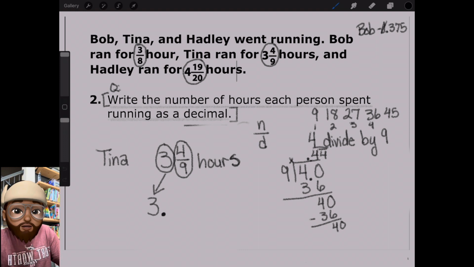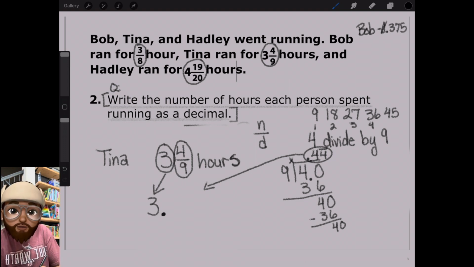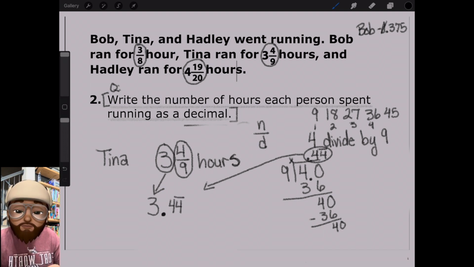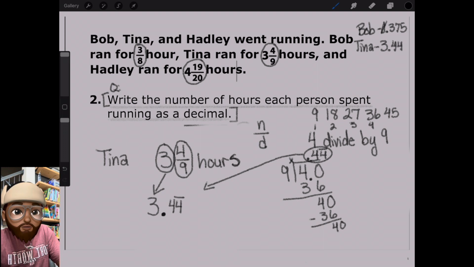And what we can do is take this decimal that we've just found, bring it over to the 3 hours that we had already, and we can say 3 hours and 44 hundredths repeating. So we know that Tina ran for 3 hours, 44 hundredths of an hour.